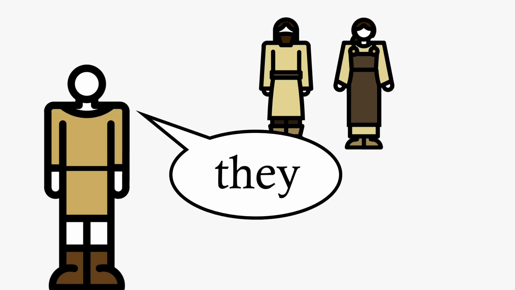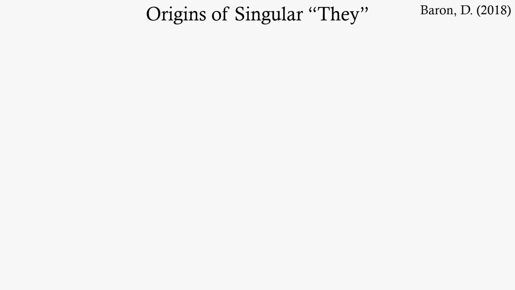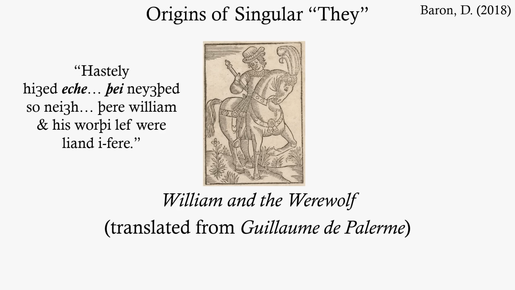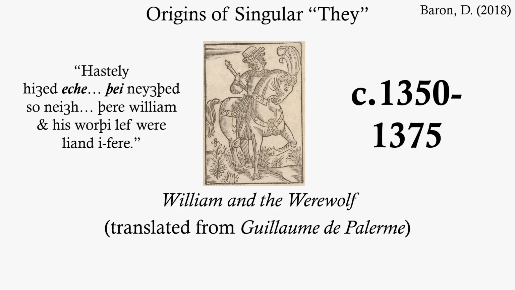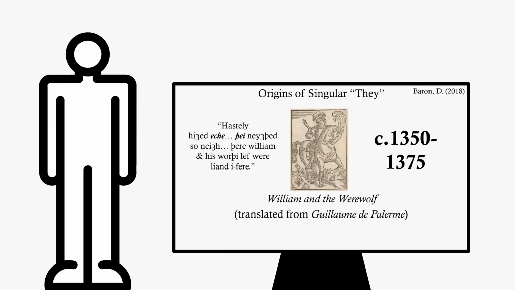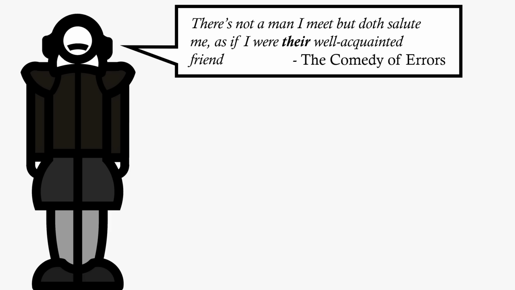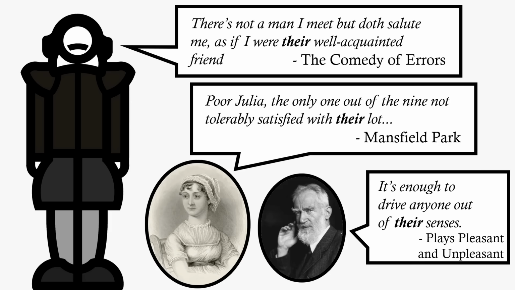Perhaps because of its status as an imported feature, it wasn't long before it started being used for the epicene singular as well. The first recorded use of the singular they is in a poem called William and the Werewolf, dated around 1375, and since then it's been in regular usage over the centuries in written language and, one would assume, in spoken language as well. It appears in Shakespeare, in Austen, in Shaw, all the way into the present day.